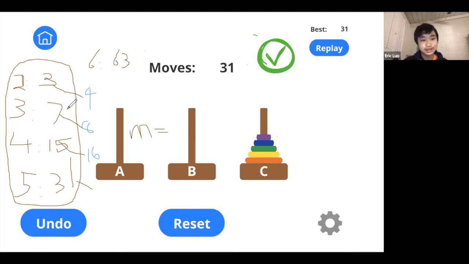So notice how the difference between them is n plus a number. The difference between 2 and 3 is 4, and 2 is 3. So have you noticed that there's a relationship between the difference and the previous number of moves?